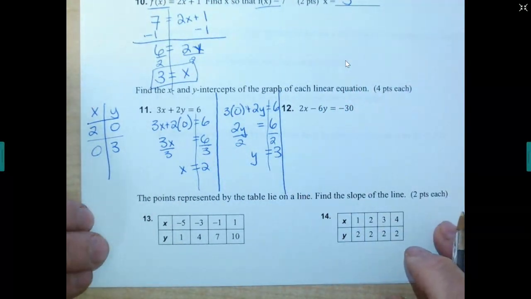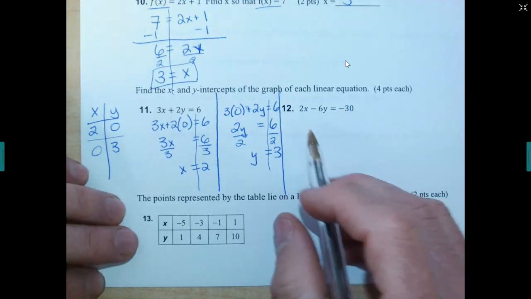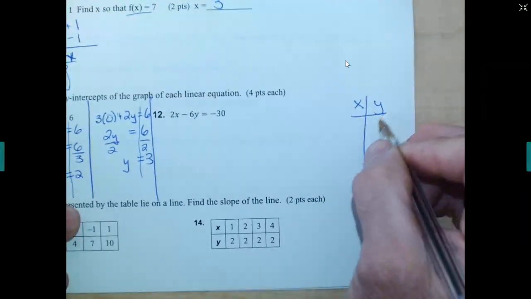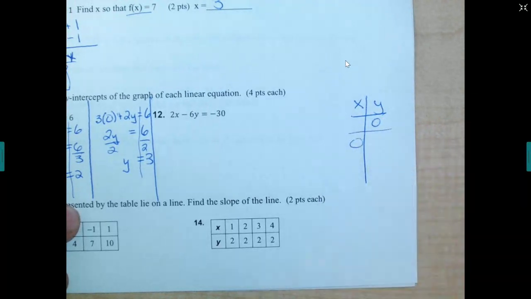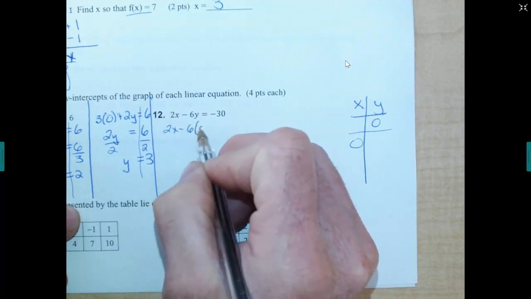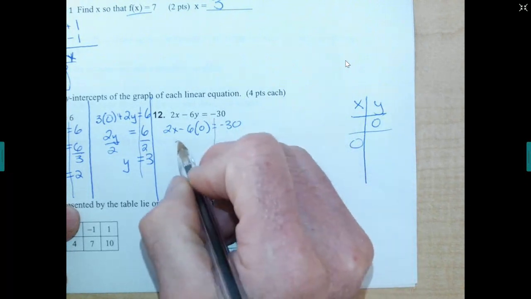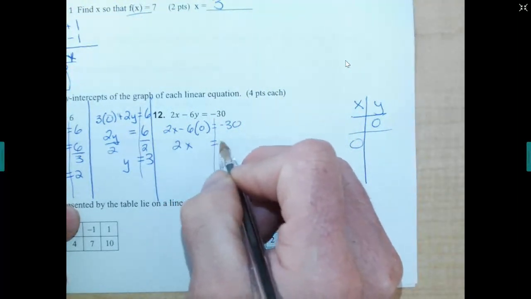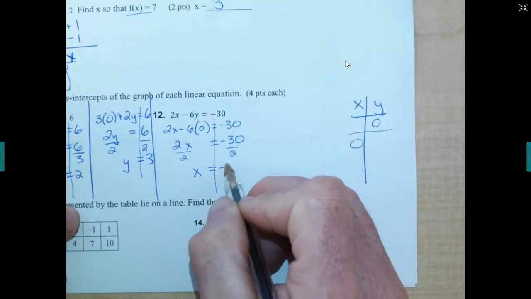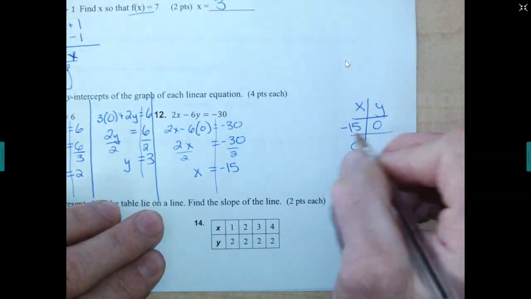All right. Moving on. 2x minus 6y equals negative 30. I'm going to make my xy table. I have my y equals 0, my x equals 0. So let's do it. 2x minus 6 times 0 equals negative 30. So 2x, that equals 0, equals negative 30. Divided by 2, x equals negative 15. So my x value is negative 15. So I have negative 15, 0.